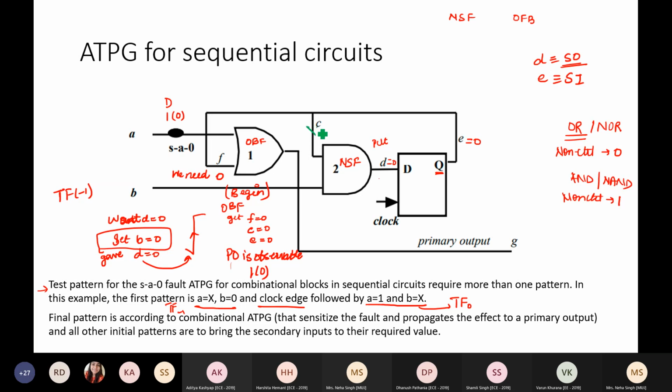मान लो यहां पर fault है. C is my secondary output, right? अभी मैंने किसको कंट्रोल किया? My secondary output किया. E is my secondary input. So I controlled somehow my secondary output so that the fault became observable.